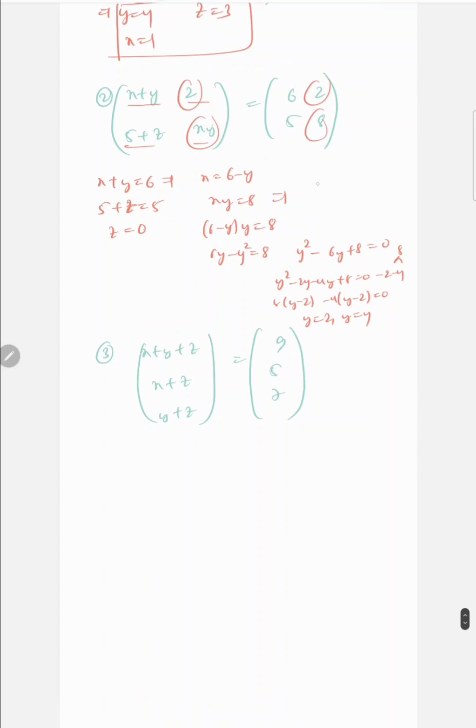If we put y is equal to 2, we get x into 2 is equal to 8, so x is equal to 4. For y is equal to 4, x into 4 is equal to 8, so x is equal to 2. That's the root we got. z is equal to 0. x is equal to 2 and y is equal to 4, one case, and z is equal to 0.